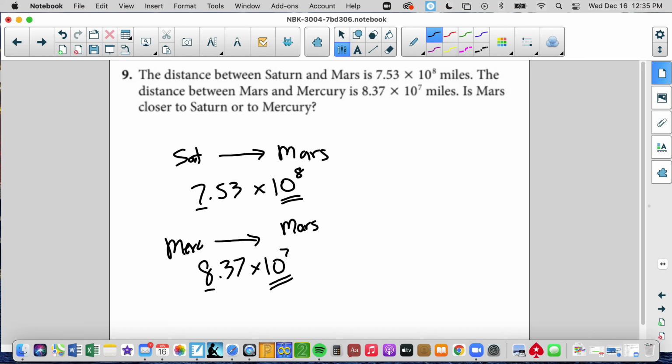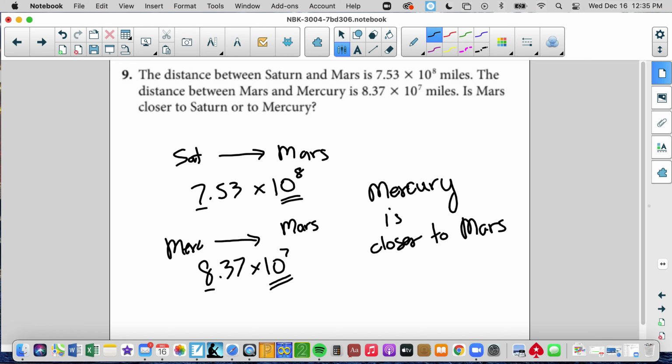So we know that Mercury, I didn't even spell that right, M-E-R-C-U-R-Y. Mercury is closer to Mars.